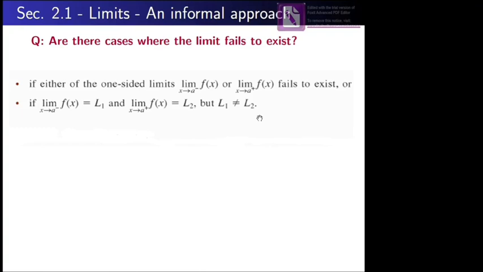So we have two cases where the limit does not exist. We conclude that the limit does not exist. The first case, if the limit from the left does not exist, or the limit from the right does not exist. The second case, if the limit from the right exists and the limit from the left exists, but they are different values, so we conclude that the limit does not exist.